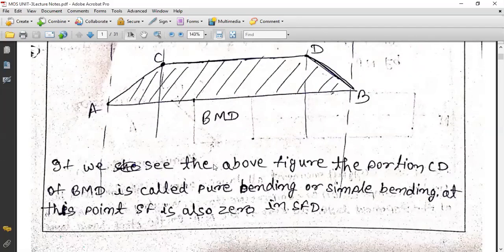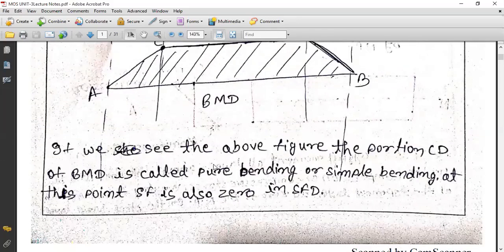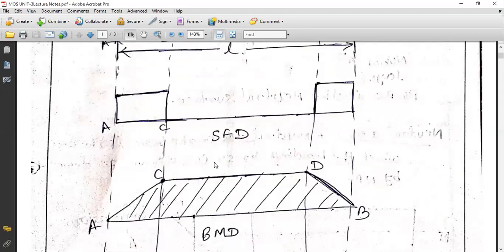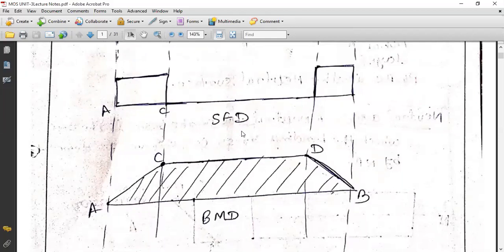After that, if we see the above figure, don't go into the theory. Just remember what the pure bending condition or simple bending condition is. Where the shear force is zero and the bending moment is maximum, that condition is called pure bending condition or simple bending condition. So between points C and D, that is a pure bending condition or simple bending condition.